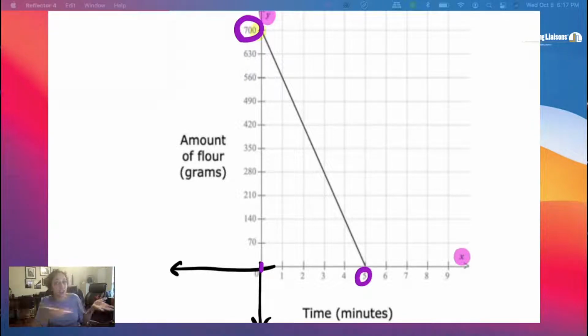Disappearing. It's going into the cookies, and I don't have any unused flour left. So as the competition goes, the amount of my flour is decreasing until what happens right here? I have no more flour because I've used all my flour in my recipes for my cookies. When does that happen? It happens at time equals 5 minutes. So after 5 minutes, we've used all of our flour and there's no more flour.